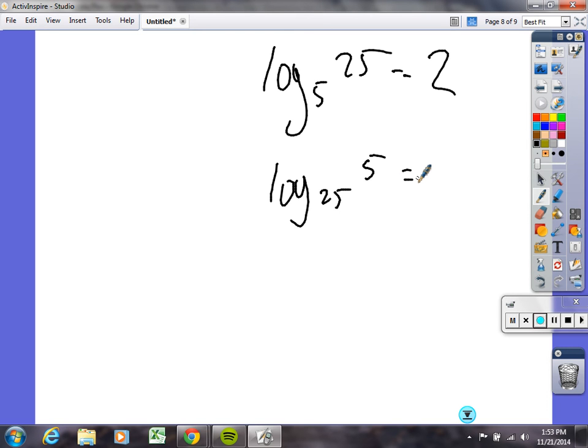Who said it? Nice, James. Because 25 raised to the 1/2, which is a square root, correct, is 5.